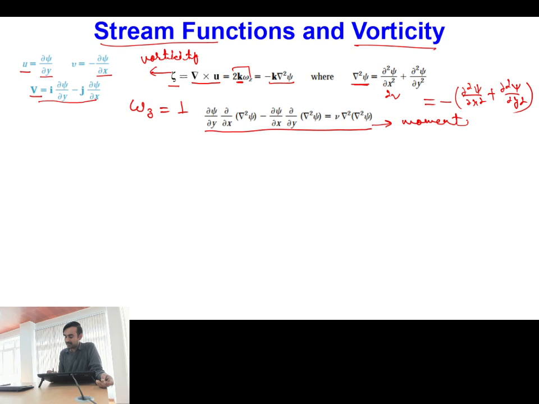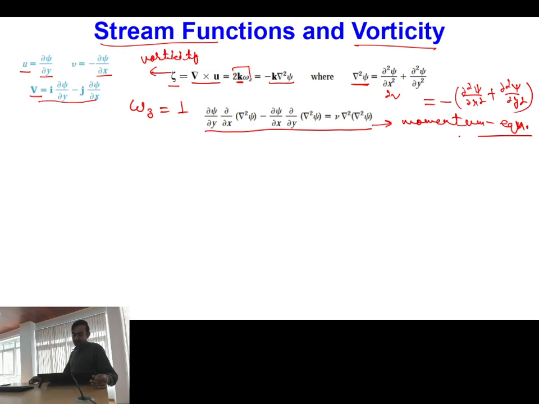This is my momentum equation. Okay, so in my momentum equation, what I have done, all the terms which are actually involving u and v, these I have written in terms of these stream functions. So if I do so, then this is the remaining term and this is nothing but my momentum equation. So that is the advantage.